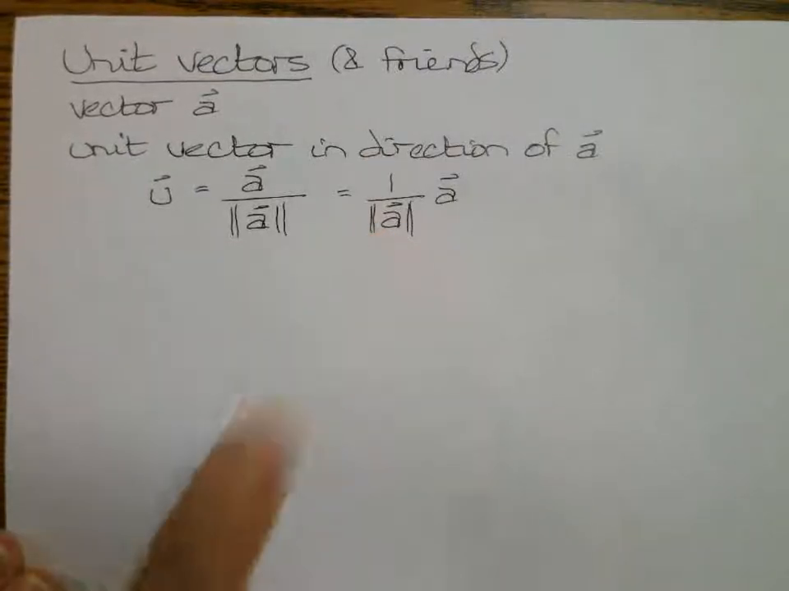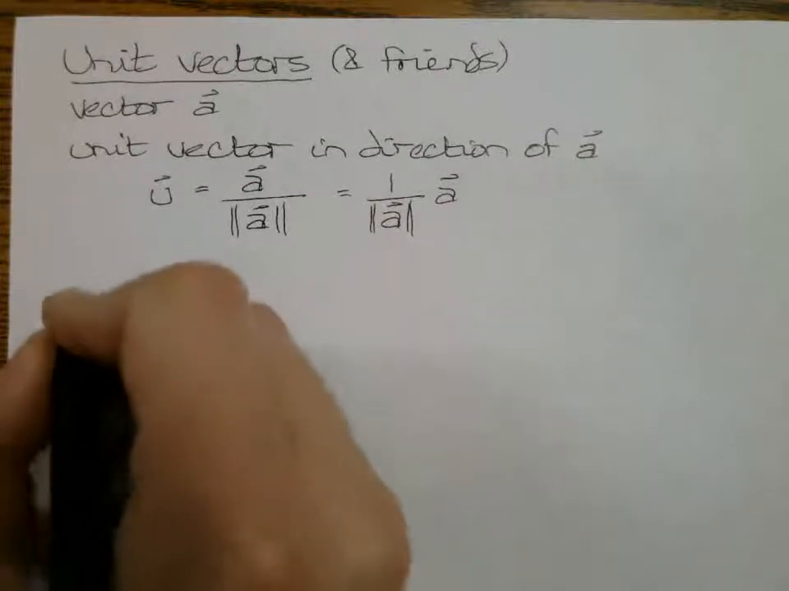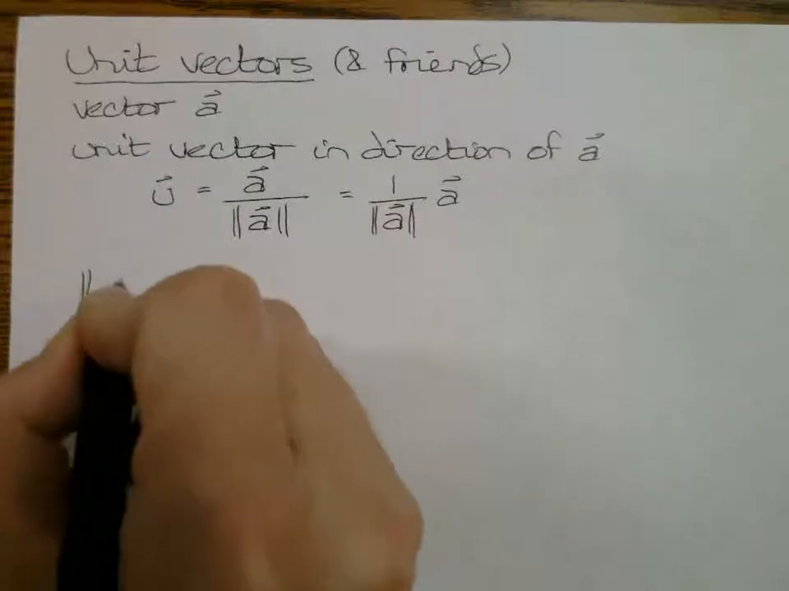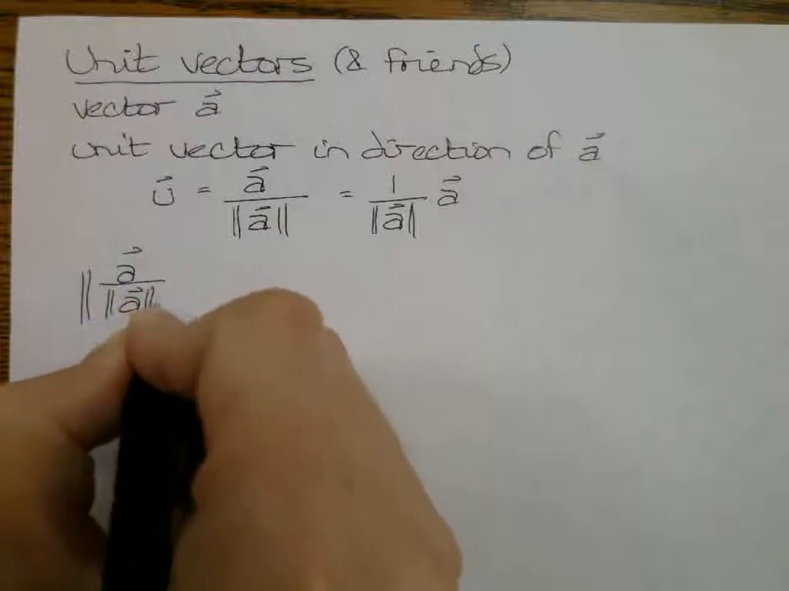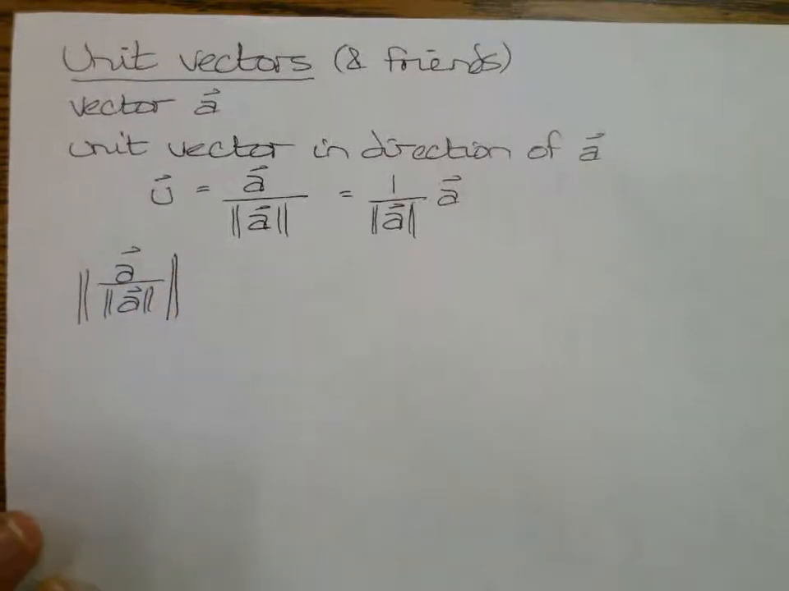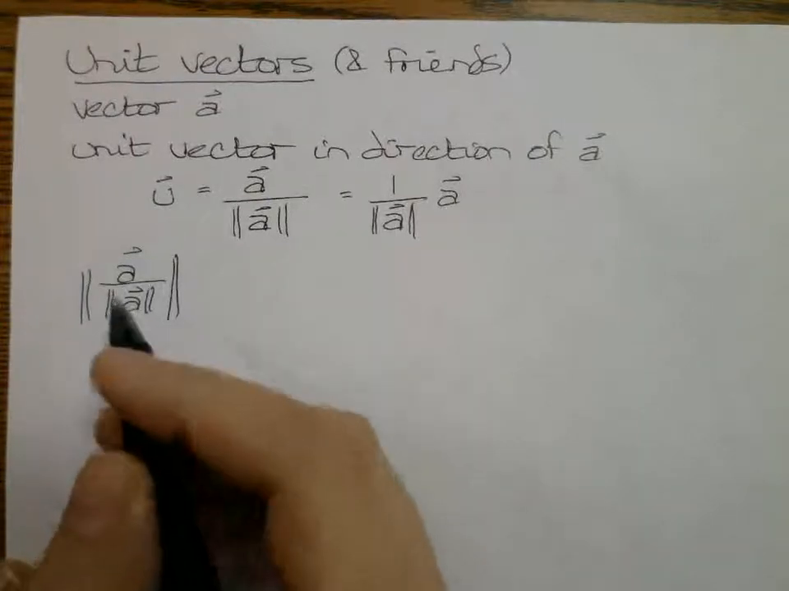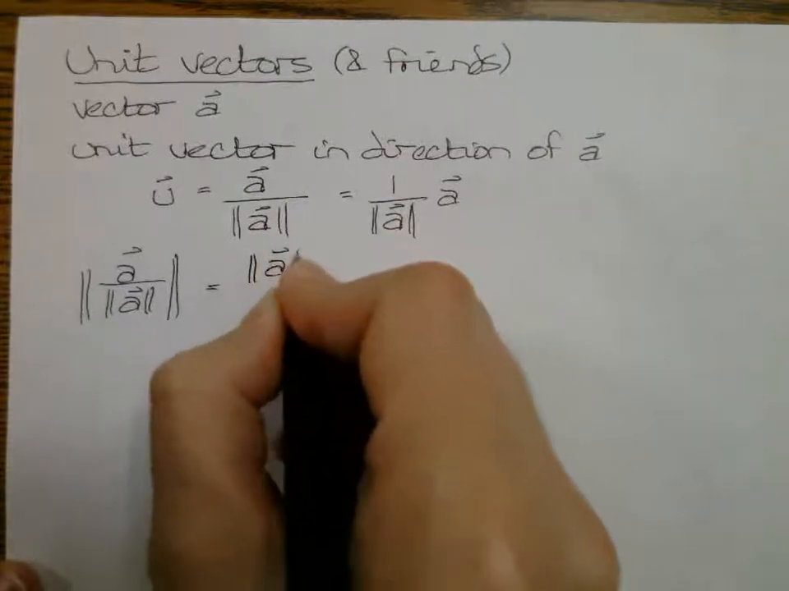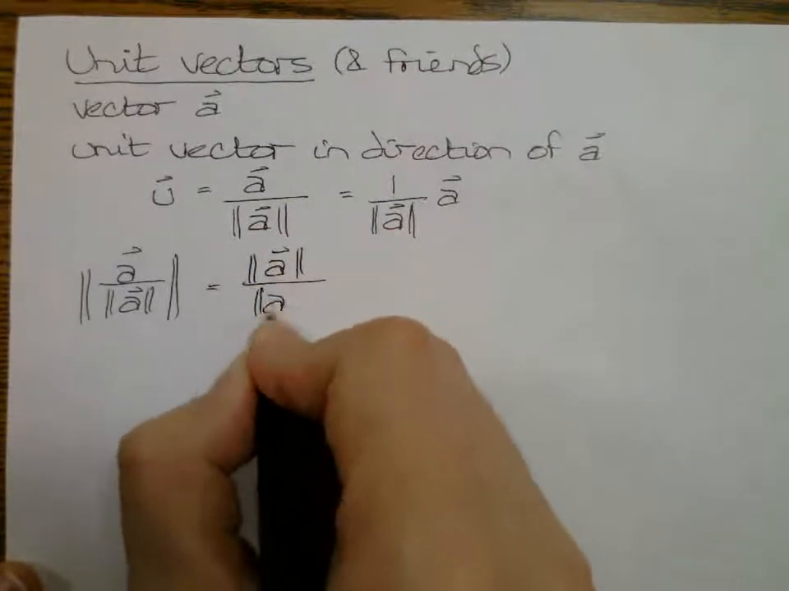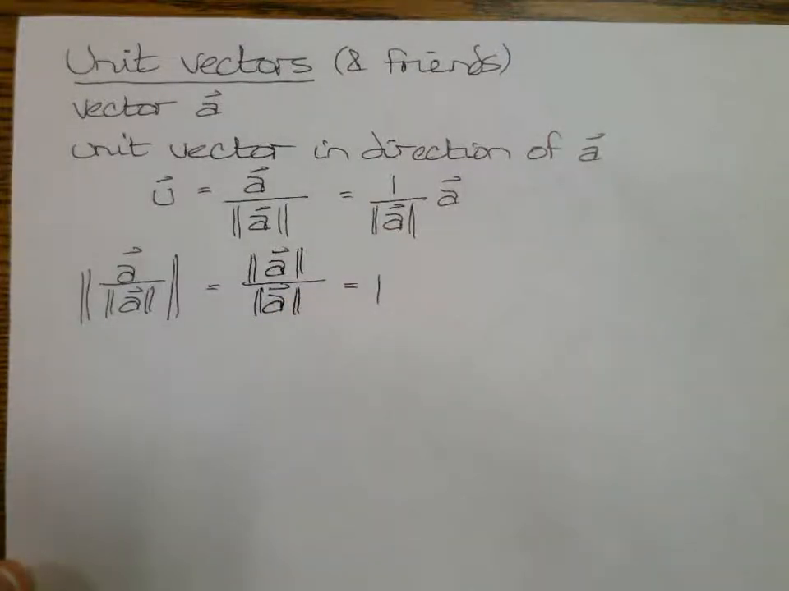Just to try and convince you that this really does give a vector whose magnitude is 1, if I take the magnitude of a unit vector like this, the magnitude of the denominator is already a magnitude, so it's just itself. On the top, I have the magnitude of the vector. And so that's the same thing divided by itself, which is 1. It really does work.